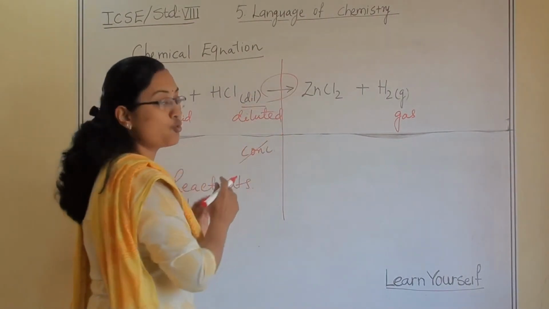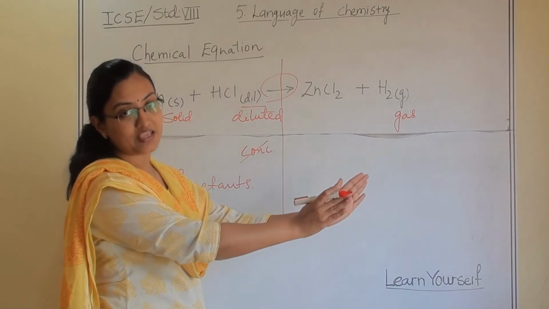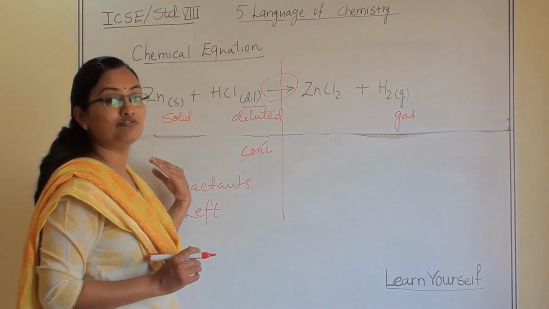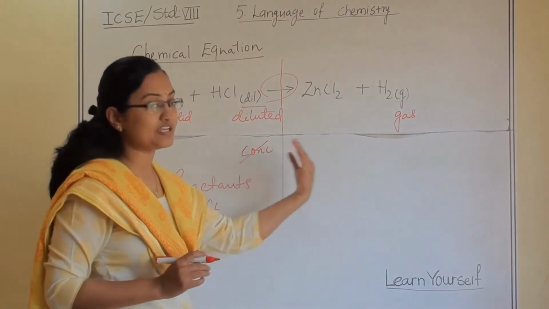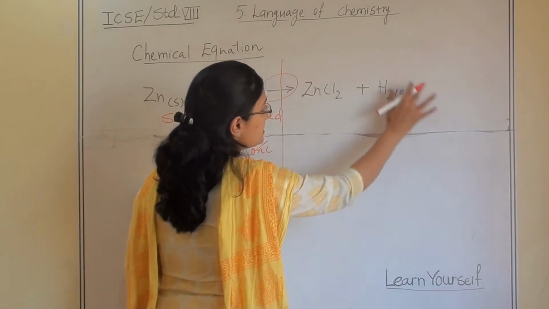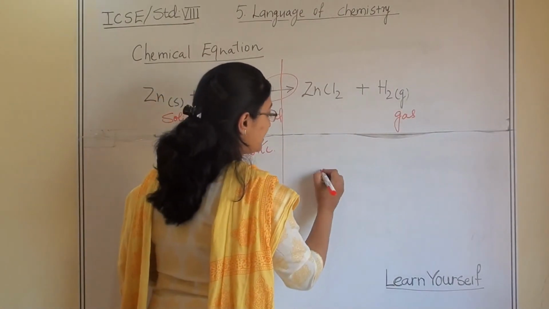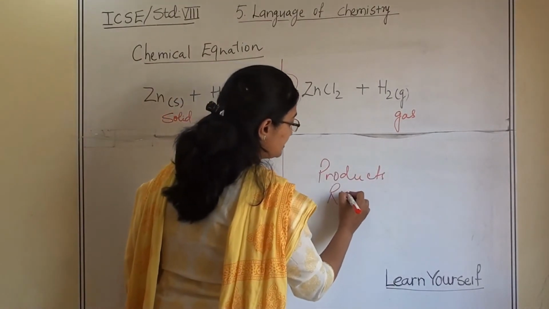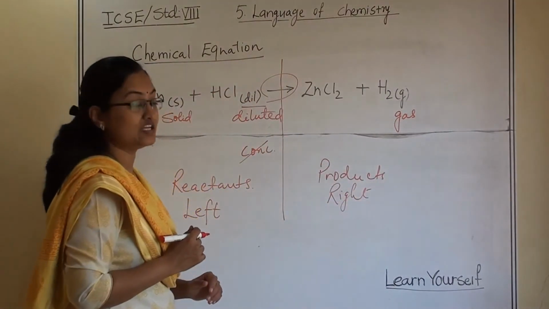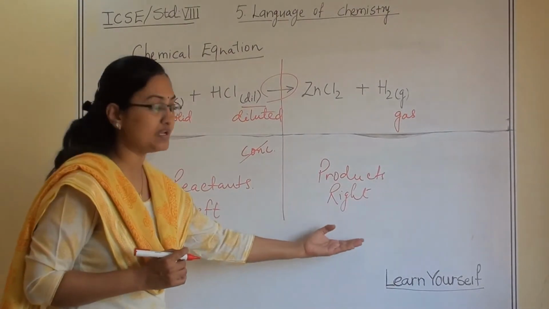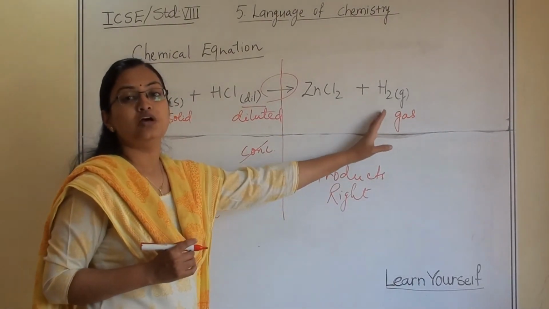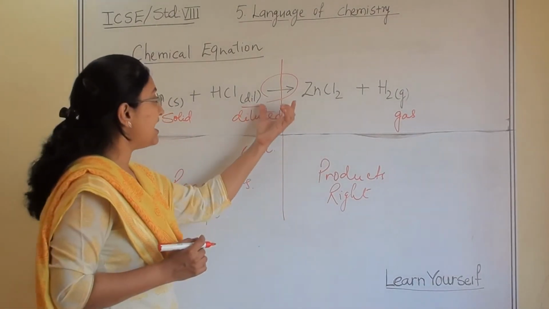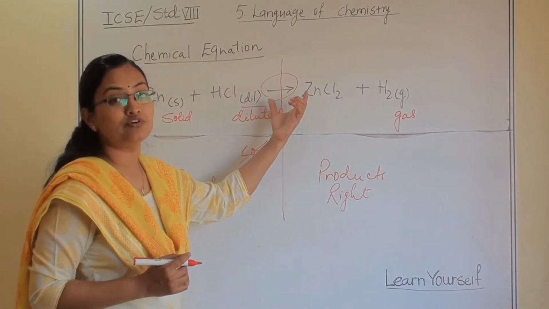This arrow shows us the direction of the equation. It suggests that this reaction will proceed from left hand side to right hand side. What comes after the arrow is known as products, and we write them on the right hand side. That means when the reaction is complete, you will get these two products. So these are reactants, these are products. The arrow suggests the direction of a reaction.